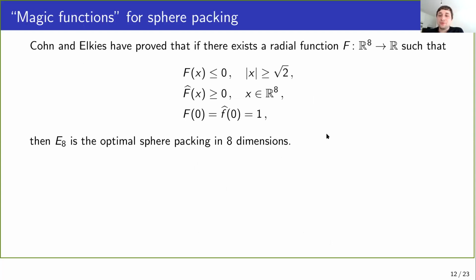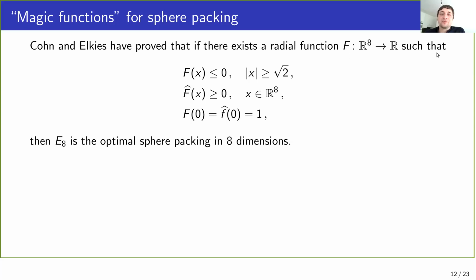Okay, so now let's go to the topic that probably more people are interested in. We're talking about magic functions for sphere packing. In a moment I will also start talking about universal optimality. But first, for sphere packing, I'll just remind you: Cohn and Elkies found, using their linear programming bound, that if one could construct a function, which I'm not sure at which point they started calling a magic function, but it certainly is.